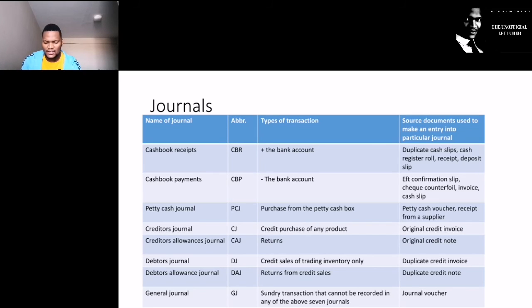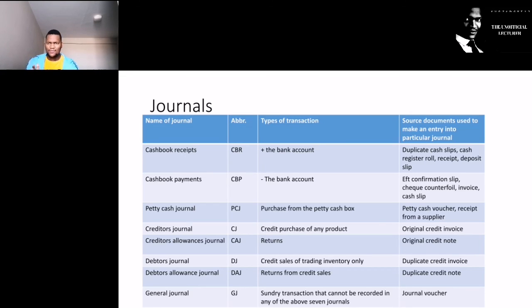Now, the last one, we have what we call the general journal. With general journal, this is the journal that we use in a case whereby we have transactions that we cannot classify into any other journal that we have. Then we will have what we call sundry transactions. So these are transactions that we are not able to allocate to cash receipt or cash payments or petty cash. They are outside the scope of these journals. Then we will classify them as general journal and we call those transactions sundry transactions. And for that, we use what we call a journal voucher as our source document.